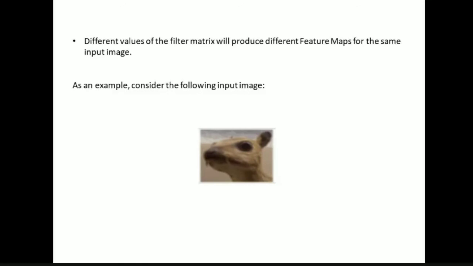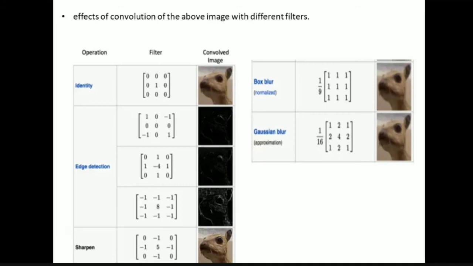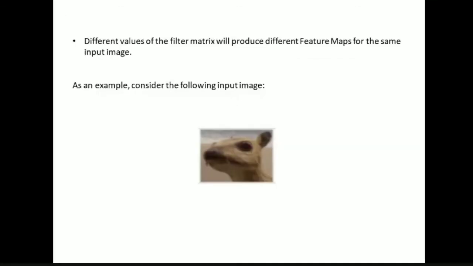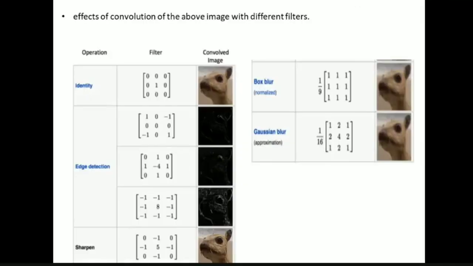Let us take the input image as this one. After applying different filters on this input image, we will get different feature maps. If you see here, this is our original image. After applying the filter, that is the identity matrix, we get the convolved image like this. And after applying another filter, we get different edges.